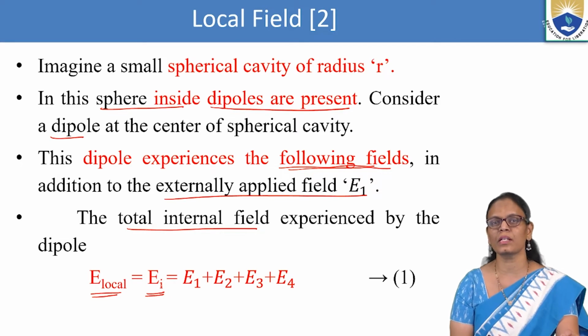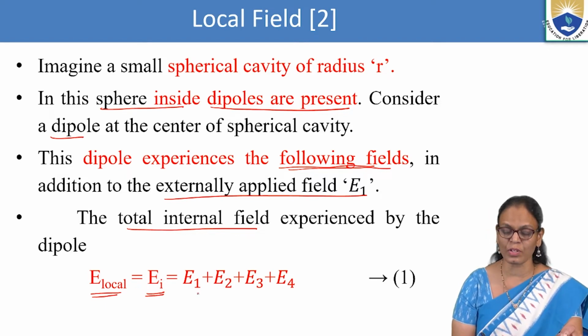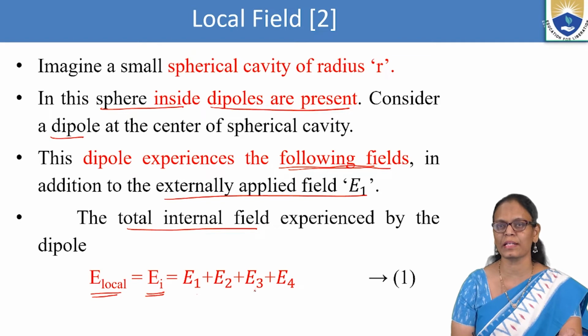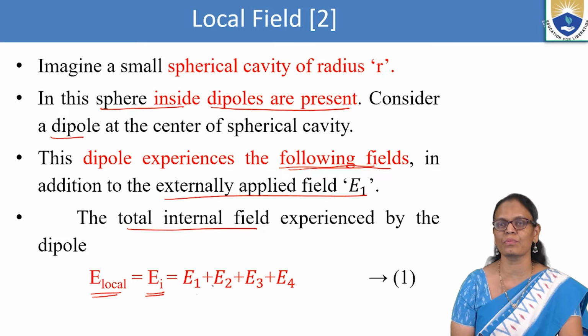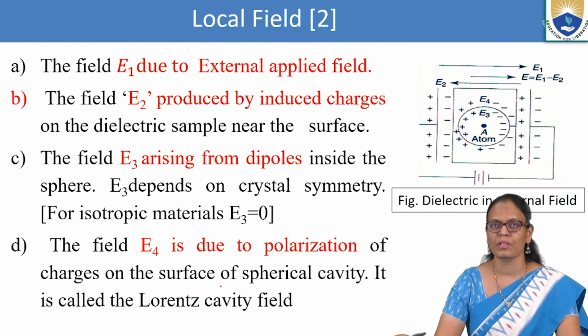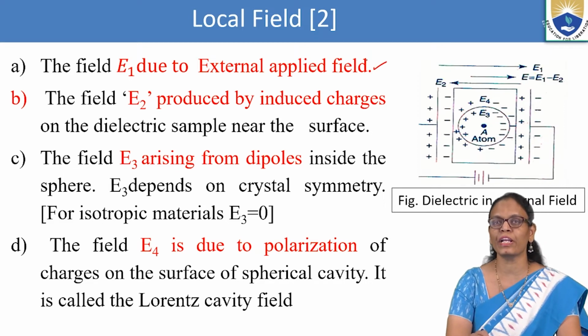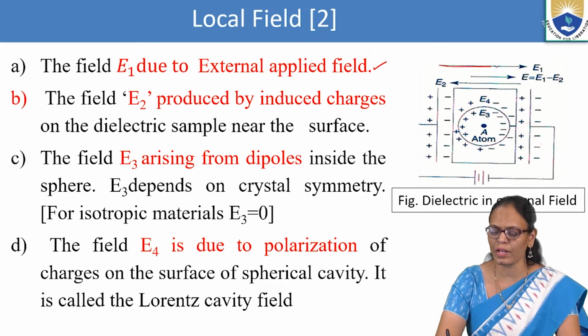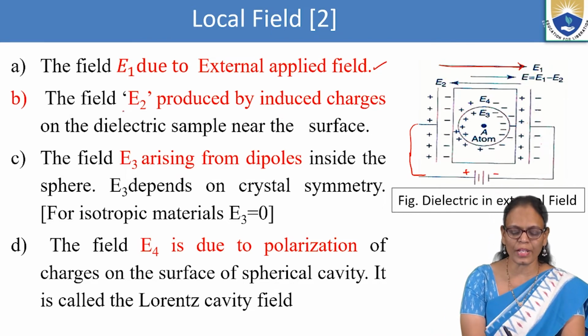The total internal field experienced by the dipole is given by E local, or Ei. What is E local representing? It is the total internal field experienced by the dipole, equal to E1 plus E2 plus E3 plus E4. Let us see what these E1, E2, E3 and E4 are. E1 is due to the applied external field, because we have connected it like this, positive, negative.